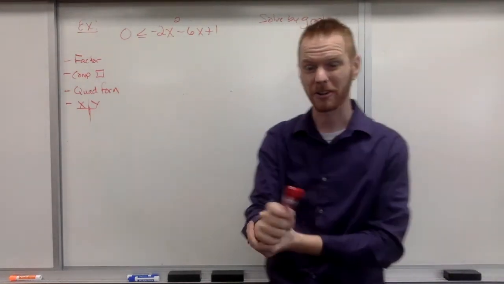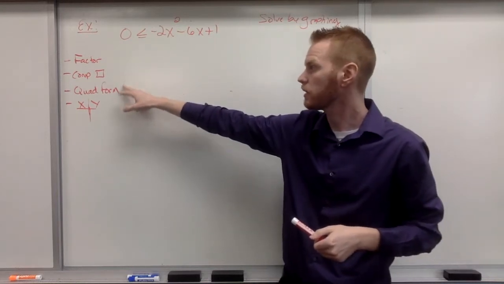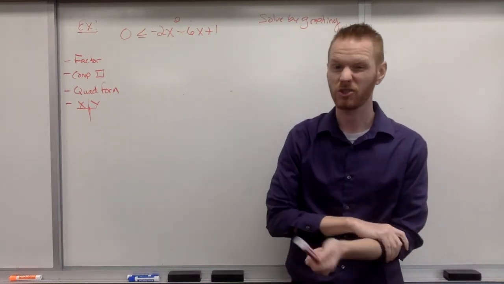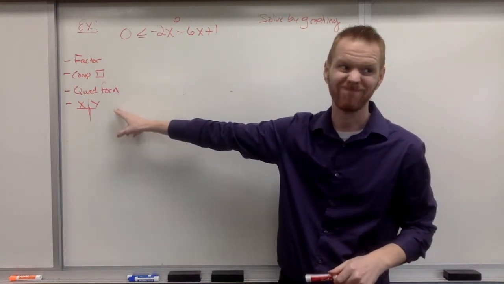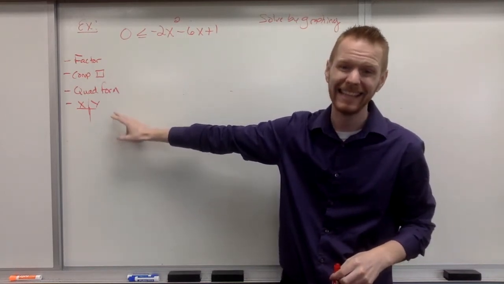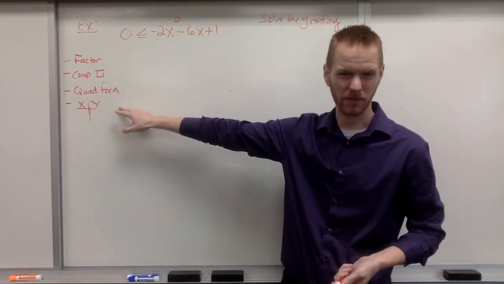I was missing my red marker. To solve this, we have a lot of different ways of doing it. We could factor, complete the square, quadratic formula, or do like an XY table, which isn't good if the values are, well, irrational, or if they're not whole numbers. That's going to be a little bit of a problem. I'm going to say no for this guy right now.